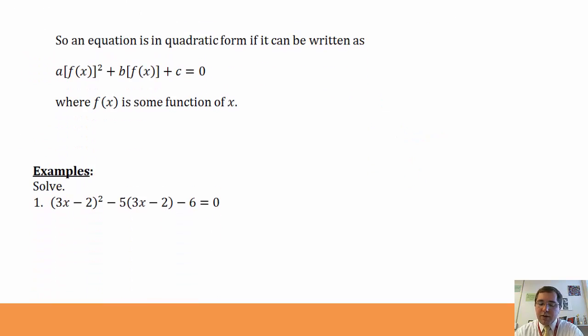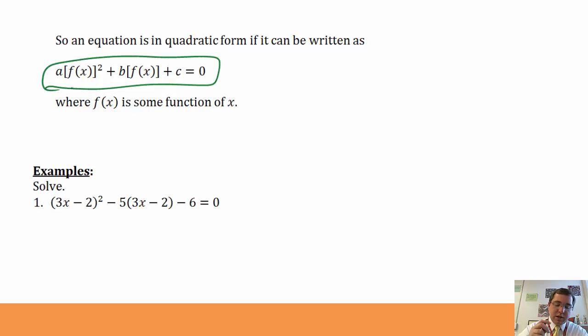Any equation is in quadratic form if it can be written as a times some function of x squared plus b times that same function of x plus c equals 0, where f of x is some function of x. It could be a linear function, another quadratic function, a radical function, or a rational function. If it's that function squared plus a number times that function plus another number equals 0, then it's an equation in quadratic form, and we can solve it as a quadratic equation.